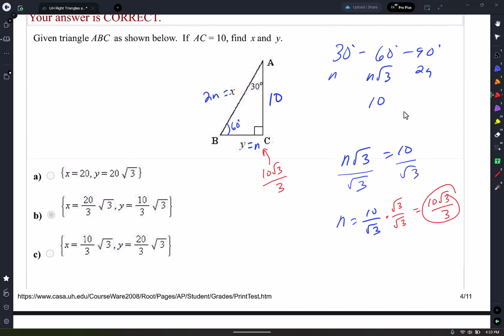Does that make sense? All right, to get your x, you have to multiply by 2. So 10 times 2, 20 square root of 3 over 3. And there it is, guys. I just found those answers. So x is 20 square root of 3 over 3. Y is 10 square root of 3 over 3.